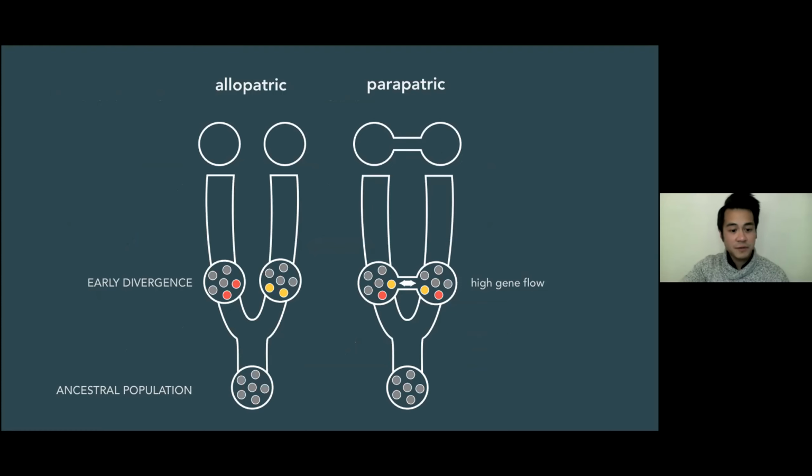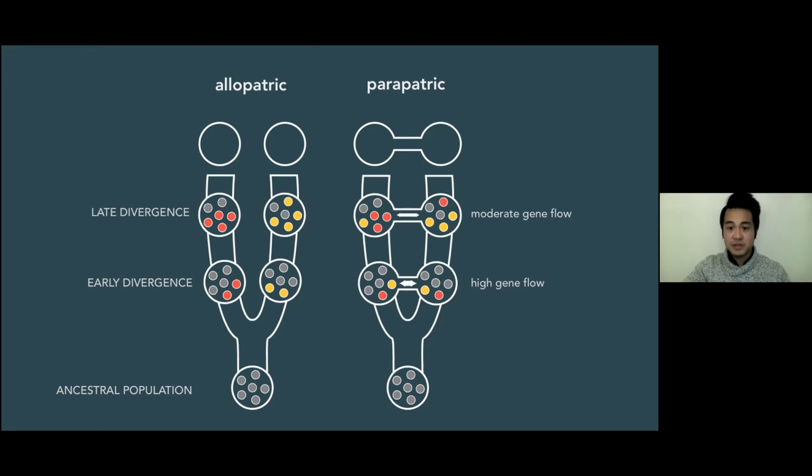Here we start off with our ancestor population, so they're all gray, they're all similar. In the early stages of divergence, you start to accumulate some mutations that are different between these two lineages. In our parapatric scenario, you still have high gene flow going on between them because you don't have a lot of reproductive isolating mechanisms accumulating just yet.